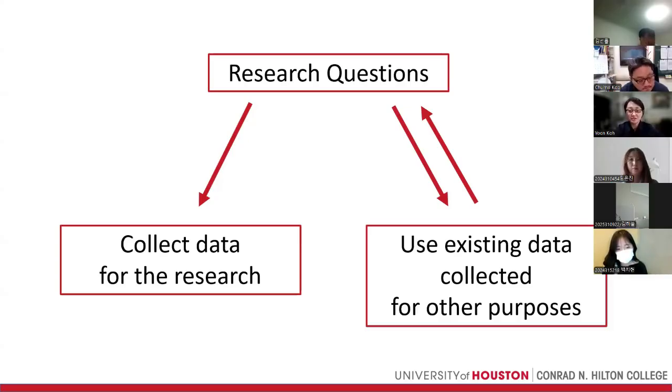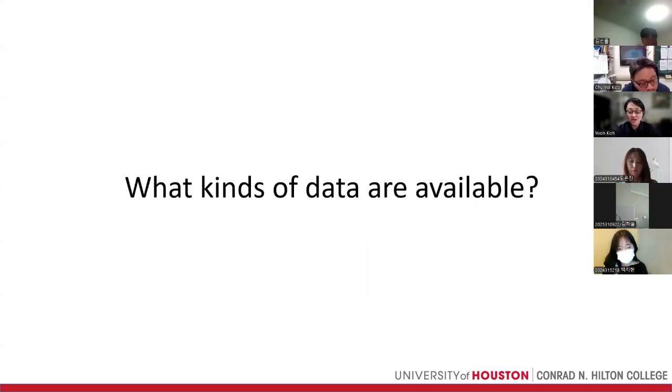So I want to focus on the right side, this kind of data, and how to use it for your research. But the question you may want to ask is, what kinds of data are available? Without knowing, how can you come up with research topics? So it is important to know what kinds of data are available to you. As I briefly mentioned, all the data points or information that you see, especially online, can be considered data.